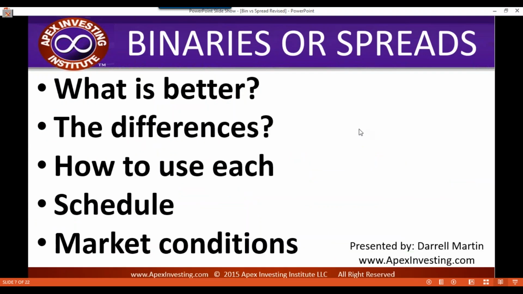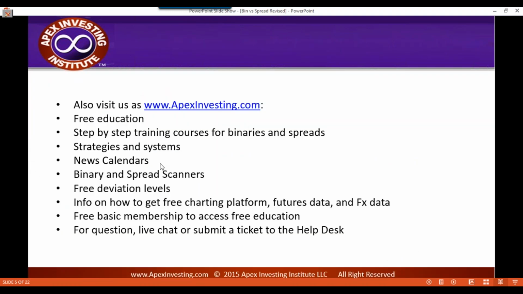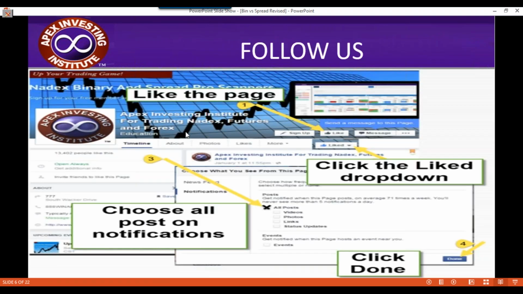Okay, so we're jumping right in here. Tonight, we're talking about binaries or spreads. And like I said, if you're brand new and you need to catch up on some of the basics, there's a ton of great information on the Nadex site as far as education on binaries and spreads. There are webinars in the archives that you can check out, or on the Apex website, a ton of information, and some step-by-step courses on binaries and spreads. So a couple of links there for you to catch up on some of the basics, if anything we're covering tonight might be a little over your head.